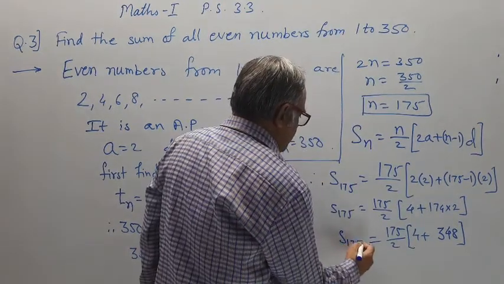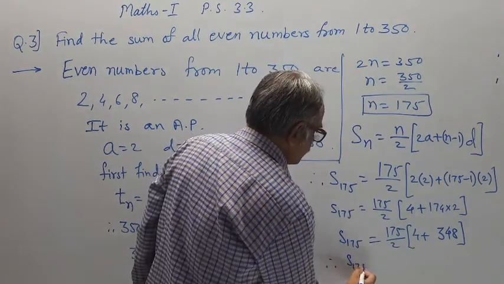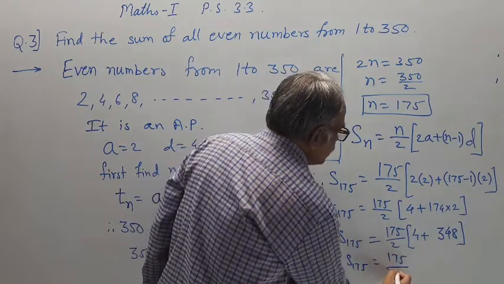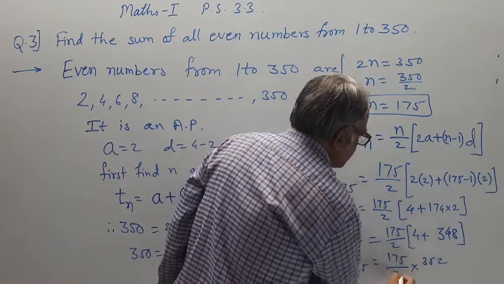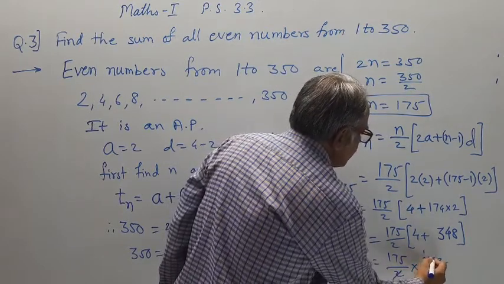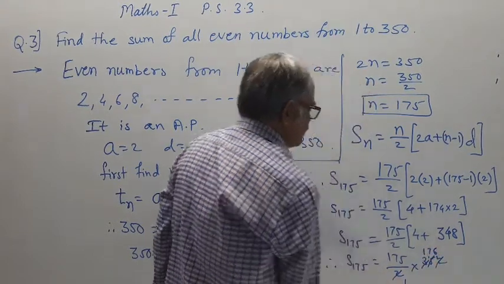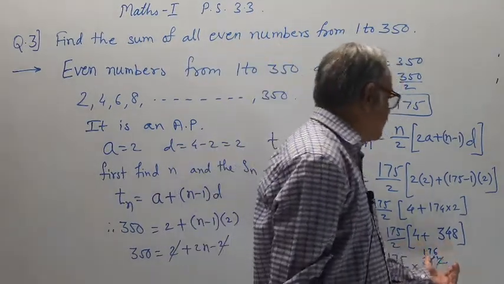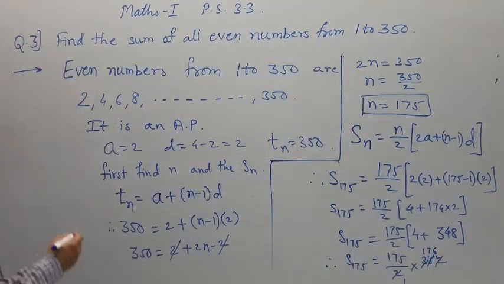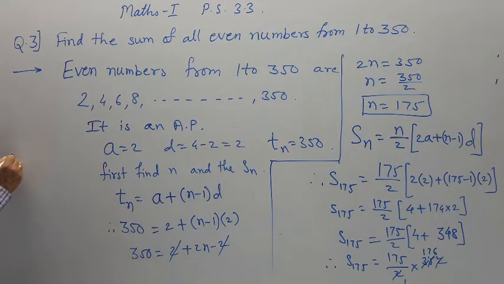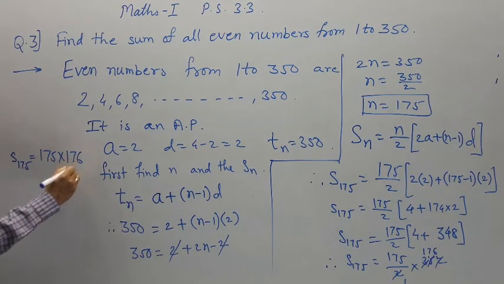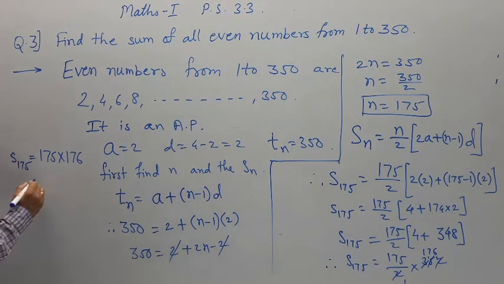Therefore, S175 is equal to 175 upon 2 into 352. Cancel 2 and 352. 2 1s are 2, 1 remains, 2 7s are 14, 1 remains, 2 6s are 12. So what is S175? 175 multiplied by 176. S175 is equal to 175 multiplied by 176. Do the product of 175 and 176 and write the answer.